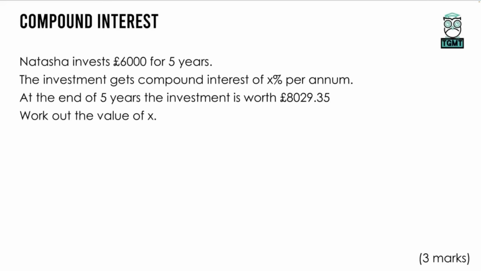So it says here Natasha invests £6,000 for 5 years. The investment gets compound interest of X% per annum, and at the end of 5 years, the investment is worth £8,029.35. So this time we're working out the percentage. So it's different to the previous, even though they are both reverse compound interest questions.